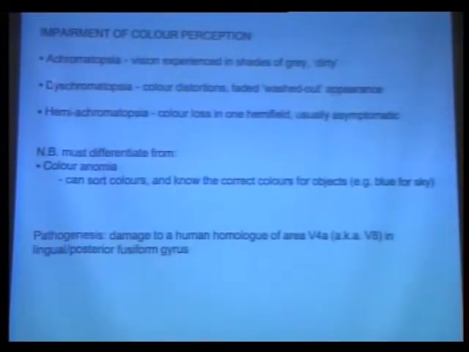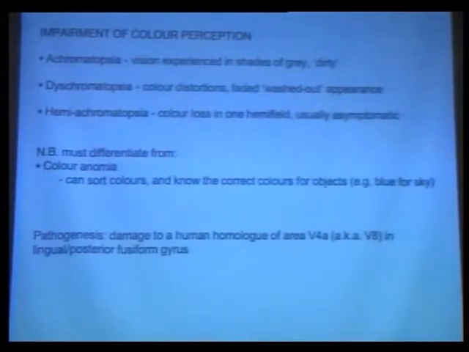Now, one of the key clinical points here is that when you think someone's got a color perception deficit, you've got to make sure that you don't have a color naming problem. That's different. It is possible to have a color anomia problem where you have trouble remembering the word for the color red, but you can still tell red from green. If you test these people with sorting colors, they can sort colors into the correct hue arrangement, and they know the correct colors for objects, that the sky should be blue. They can pick out the right color for that, but they just can't tell you it's called blue.